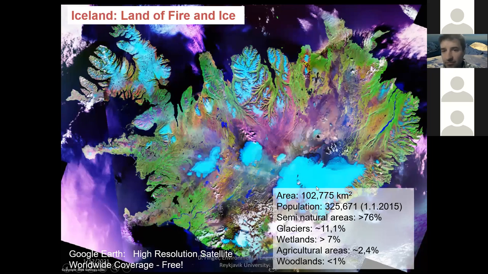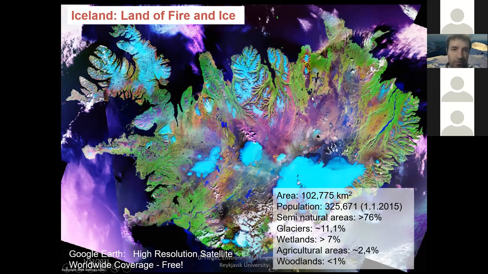Iceland, as you probably all know, is about 100,000 square kilometers large. It has maybe 350,000 people. I don't know the exact numbers for 2021. Might be 360,000 people. And 3/4 of the island are semi-natural areas. It's in principle the entire highlands where no one lives and that are uninhabited. About 7% of the island are still wetlands, and about 2.4% are agricultural areas.